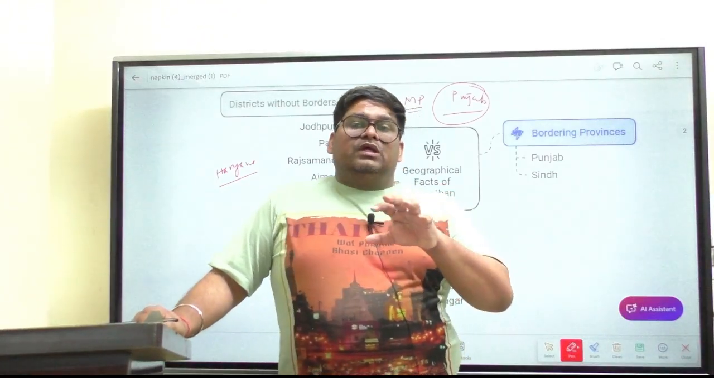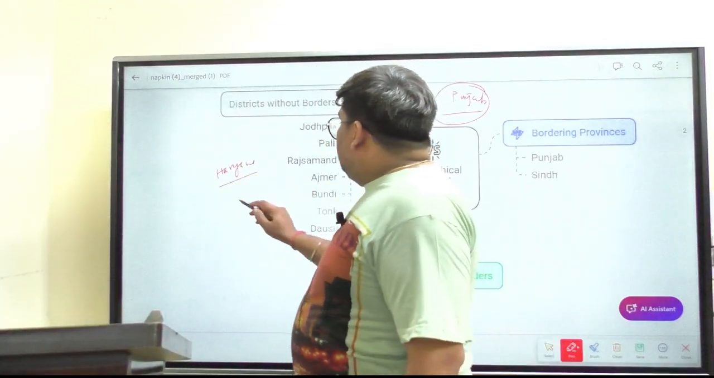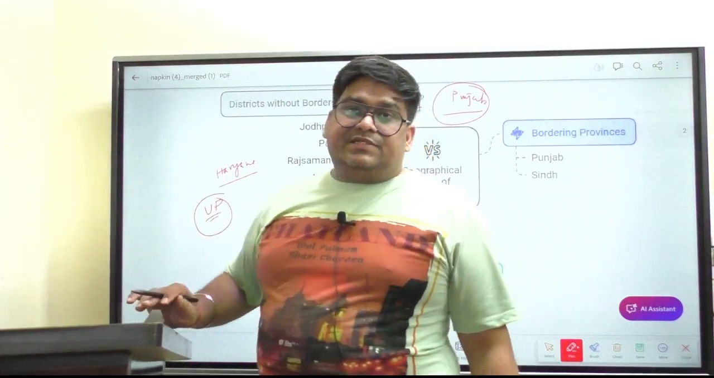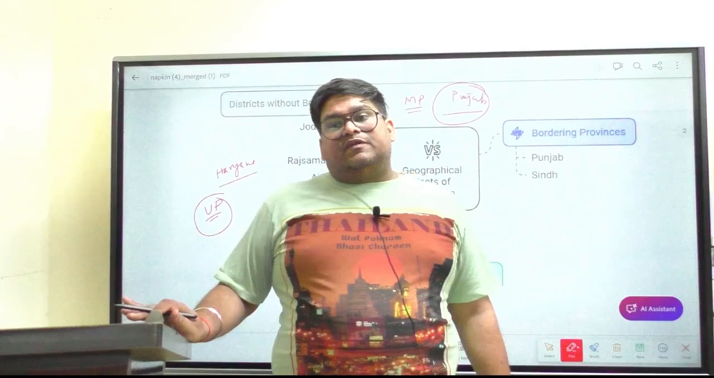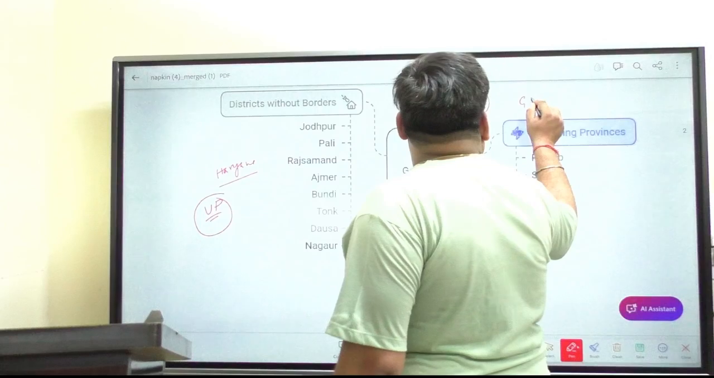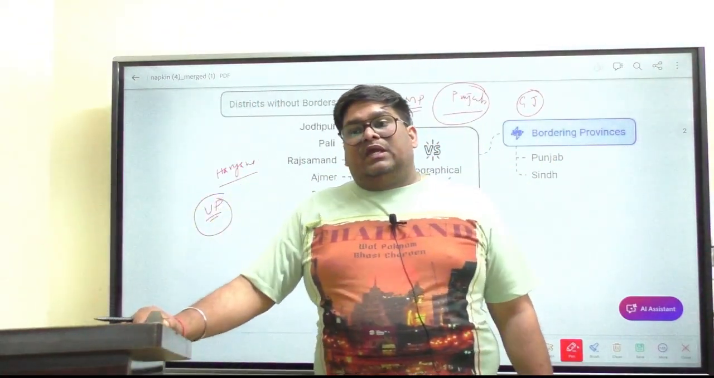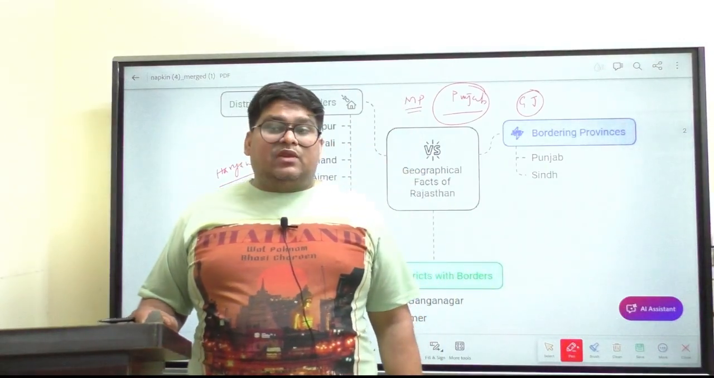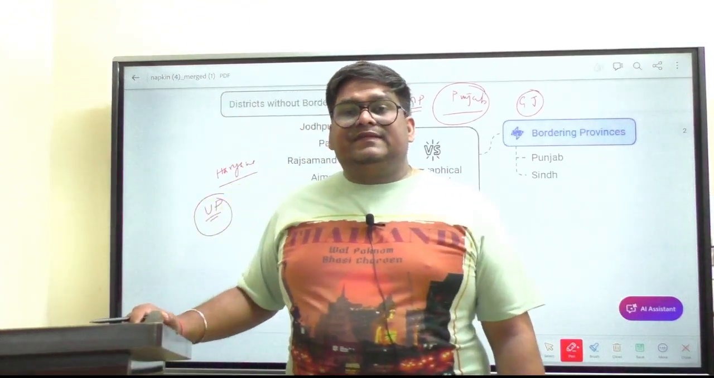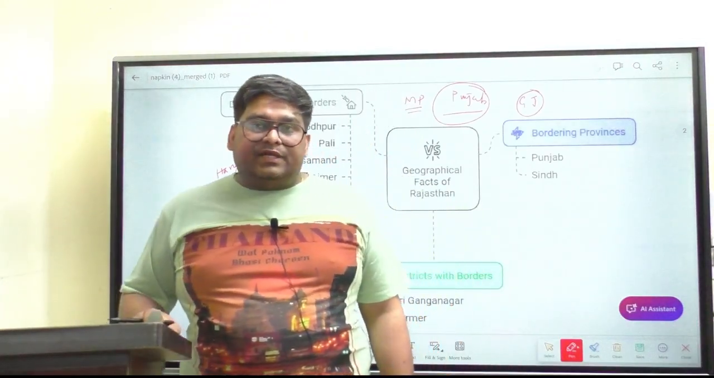You have to look into the political map of Rajasthan as well as the nearby states. Then Uttar Pradesh basically touches some other important districts of Rajasthan, for example, Dholpur and Bharatpur. Then you have Gujarat. Gujarat basically touches Udaipur, Barmer, Sirohi, Jalore. Then you have Banswara and Dungarpur. These districts are touched by Gujarat. So this is a very, very important aspect.